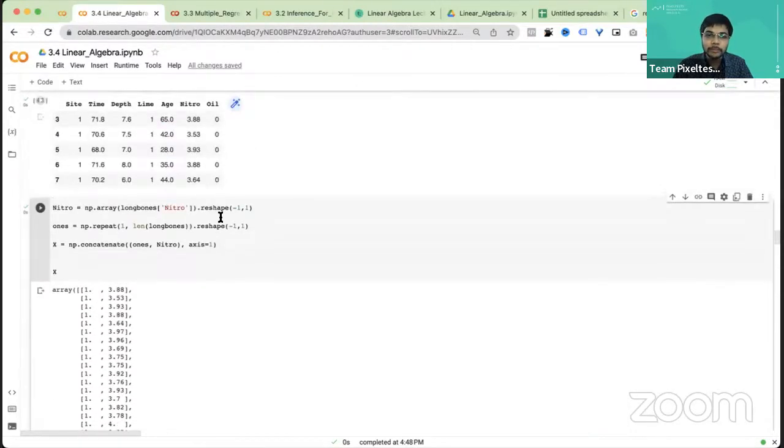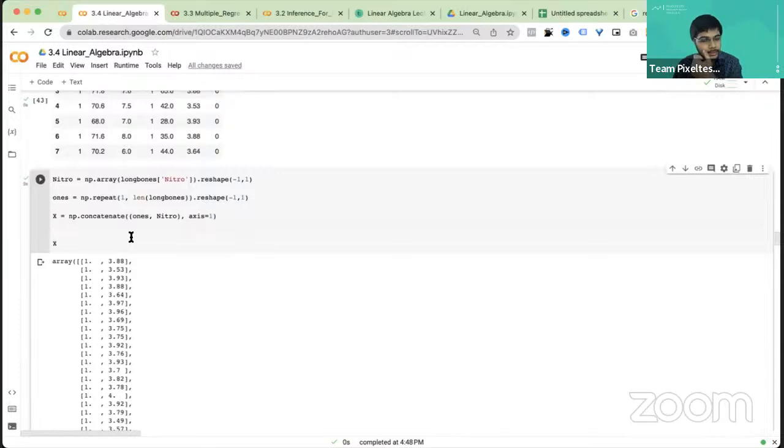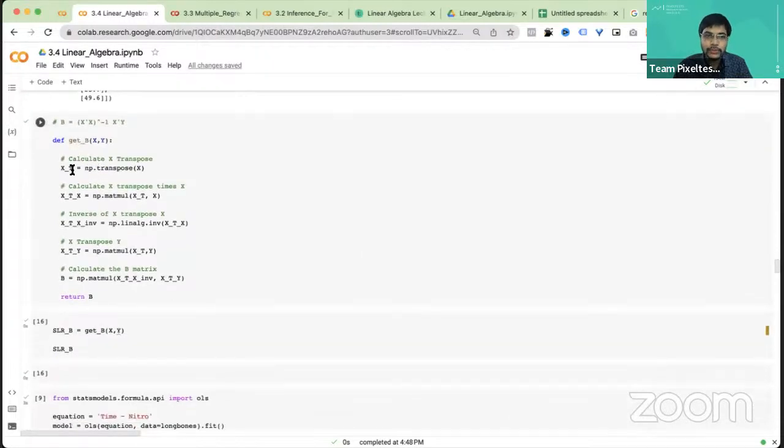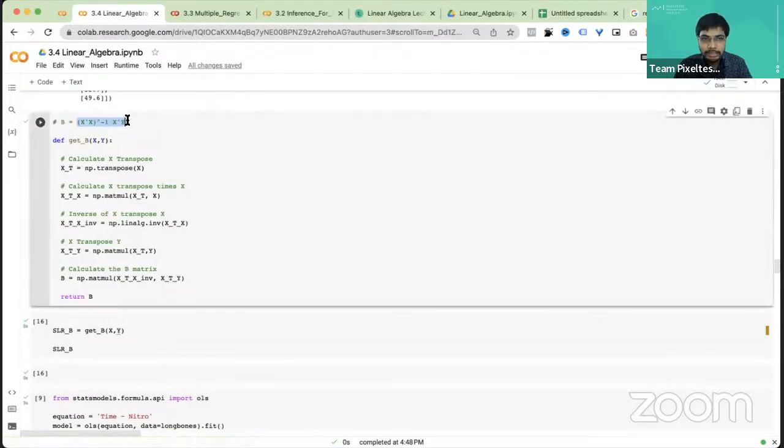Okay, so now we've got our arrays, right? So now what is going to happen? We've got our X and Y. We are going to do transpose, inverse and multiplication of each of these by using these functions, right? So now we've got all of these 4 variables, right? So we have X transpose, X transpose into X, and the inverse of that. So now we are going to compute B, which is the matrix multiplication of the inverse of X transpose multiplied by X, with X transpose multiplied by Y, right? Then we are going to return B.